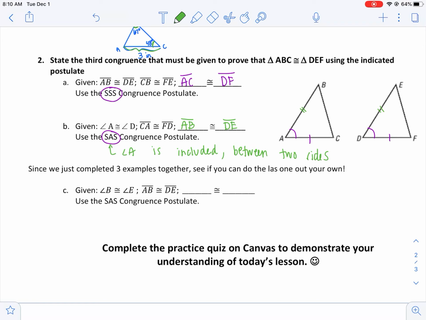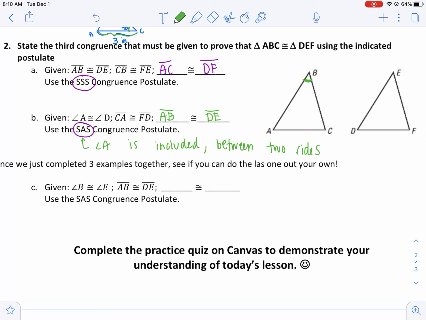Now, since we just did those two, I'm going to see if you can do the third one on your own. Go ahead and pause, do it on your own. Okay, hopefully, let's take a look at it. It states that angle B is congruent to angle E. We know that AB is congruent to DE, and we want to use, once again, that side angle side congruency. So what other side with AB forms angle B? Well, that'd be CB, and with DE, EF. So we're going to state that BC is congruent to EF.